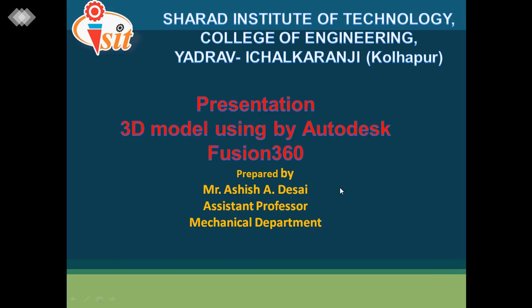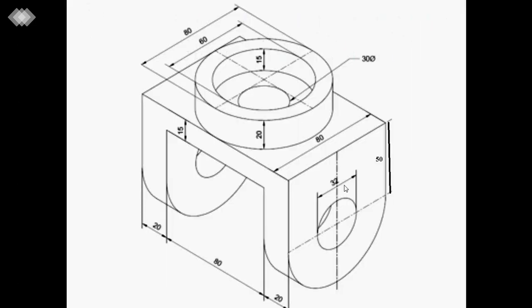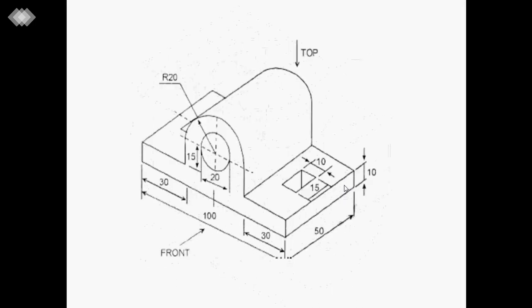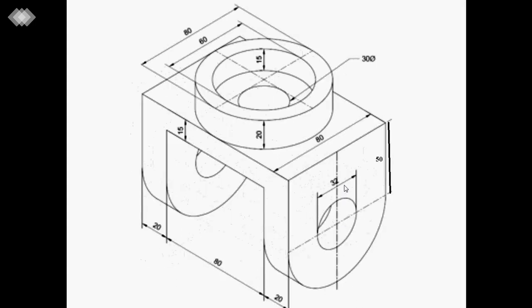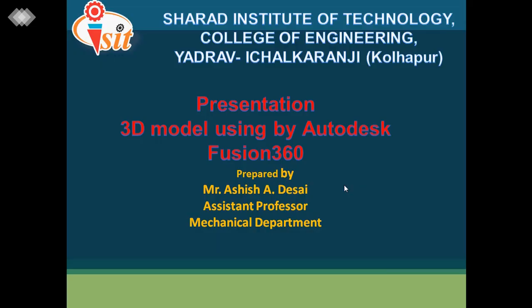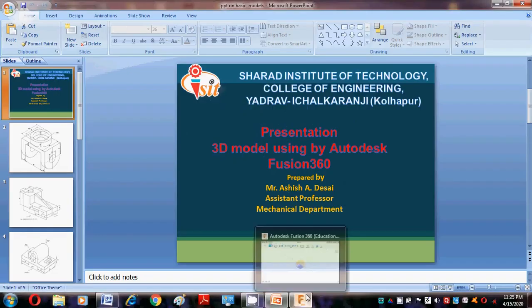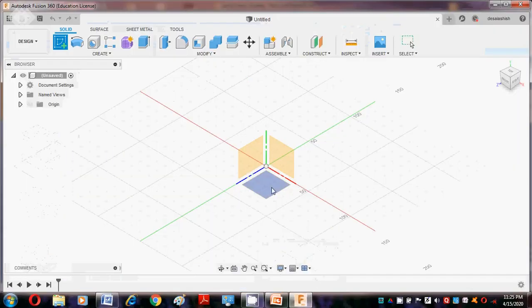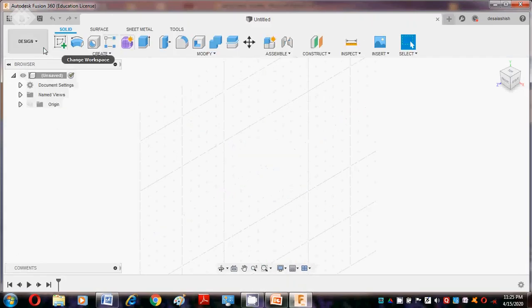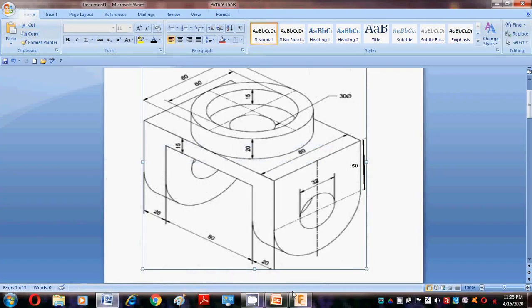Today I am presenting a 3D model using Autodesk Fusion 360. First of all, we discuss these components and draw them in Fusion 360. So first of all, we enter into the software, that is Fusion 360. This is the workplace, the design workplace. Now we construct this model in Fusion.